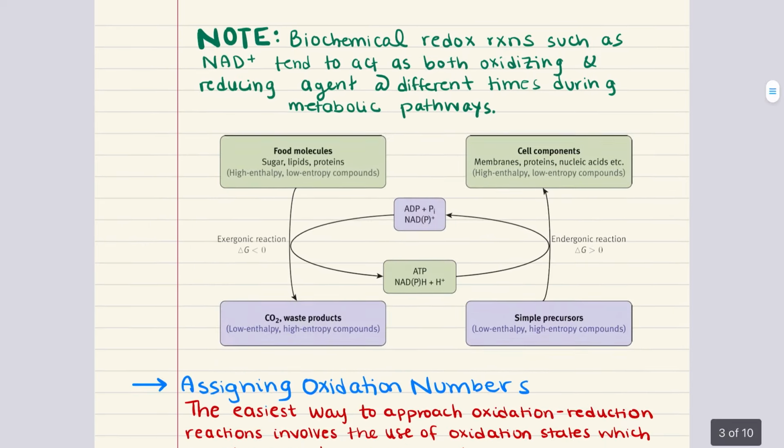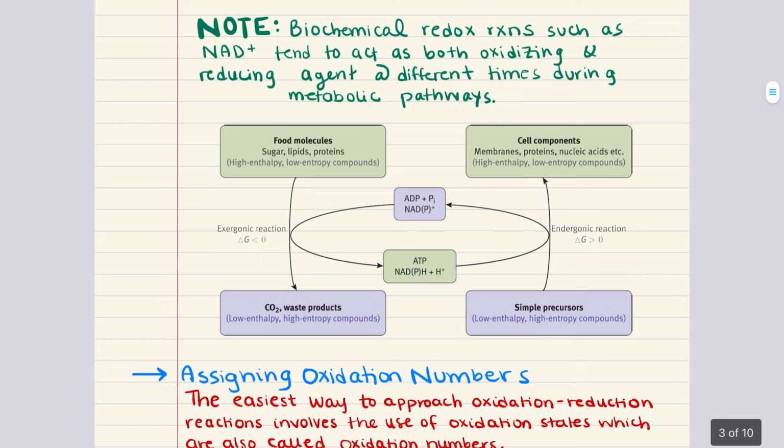Now, as a fun fact, biochemical redox reagents such as NAD+ play crucial roles in metabolic pathways by acting as both oxidizing and reducing agents. NAD+ accepts electrons during catabolic processes, becoming reduced to NADH, which stores energy. During anabolic processes, NADH donates electrons and becomes oxidized back to NAD+, thus releasing the stored energy to drive biosynthesis.